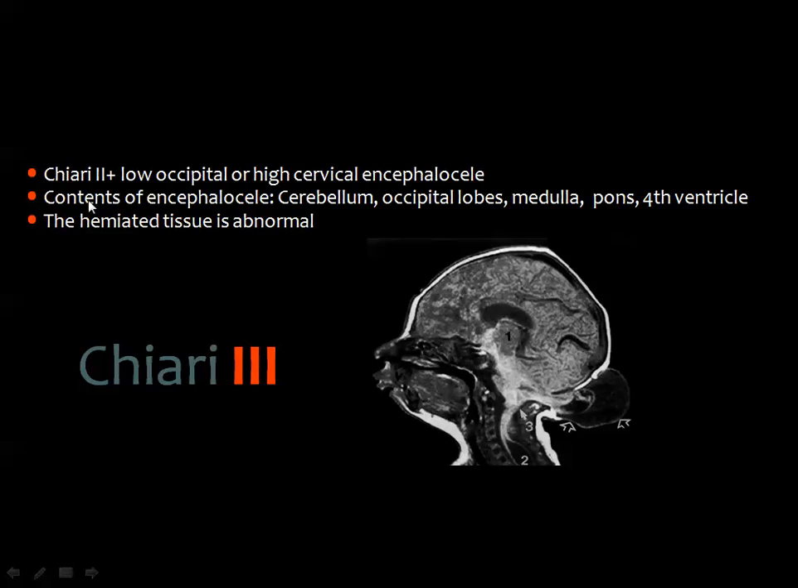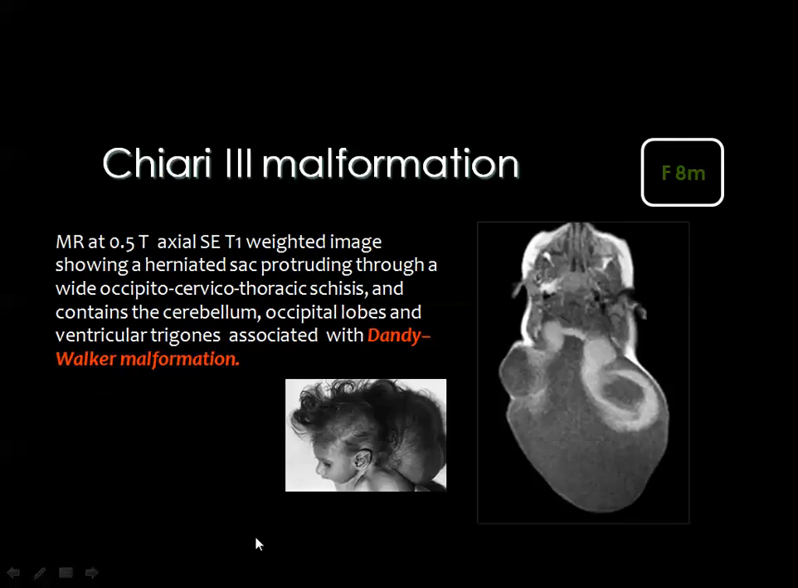Then you see the manifestations of Chiari-2 malformation plus a low occipital or high cervical encephalocele, an encephalocele in the area between the occipital bone and the cervical spinal canal. The contents of the encephalocele may include part of the cerebellum, maybe the occipital lobes, the medulla, the bones, and the fourth ventricle. And the herniated tissue is, of course, abnormal.